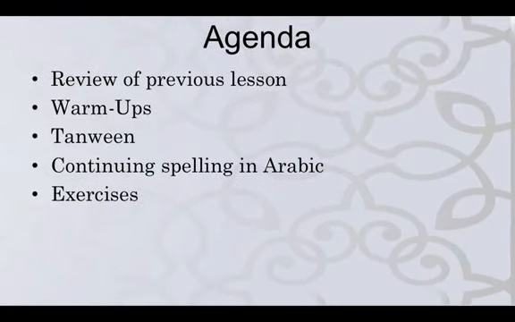So on the agenda today, we're going to do a quick review of the previous lesson. And as usual, I'm going to ask you to do the warm-ups. And then I'm going to go into the details of what exactly Tanween is, the three types of Tanween, the different ways of writing it, and how to pronounce it. We're going to continue to work on how to spell things out in Arabic. And I will give you additional exercises with Qaida Nuraniya and how to do the exercises in the Quran. I will upload those in separate videos. So let's get into it.